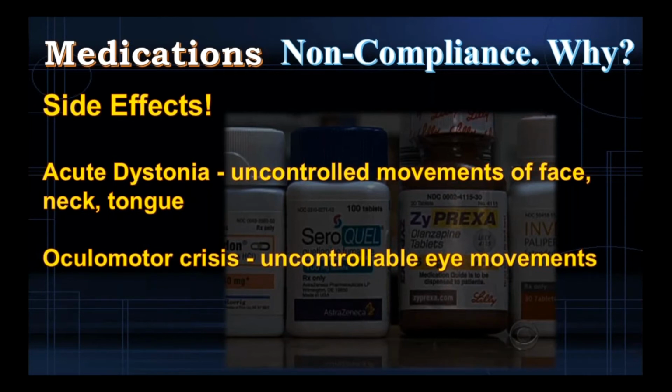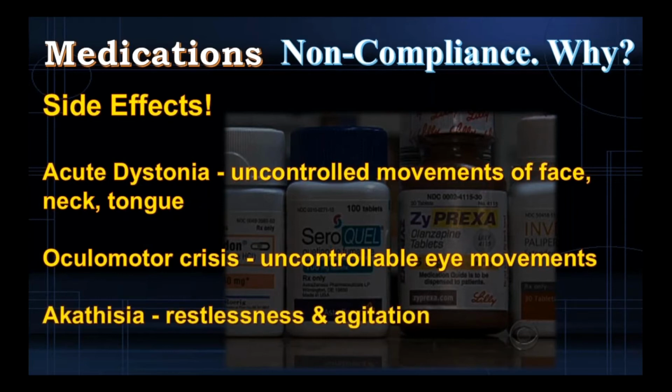Acute dystonia, which is uncontrolled movements of the face, neck, and tongue. Oculomotor crisis, again, this is an uncontrollable movement, in this case of the eyes. Akathisia, which is restlessness and agitation. These patients can even have symptoms that mimic Parkinson's disease, with slowed movement, a shuffling gait, facial tremors, and so on.